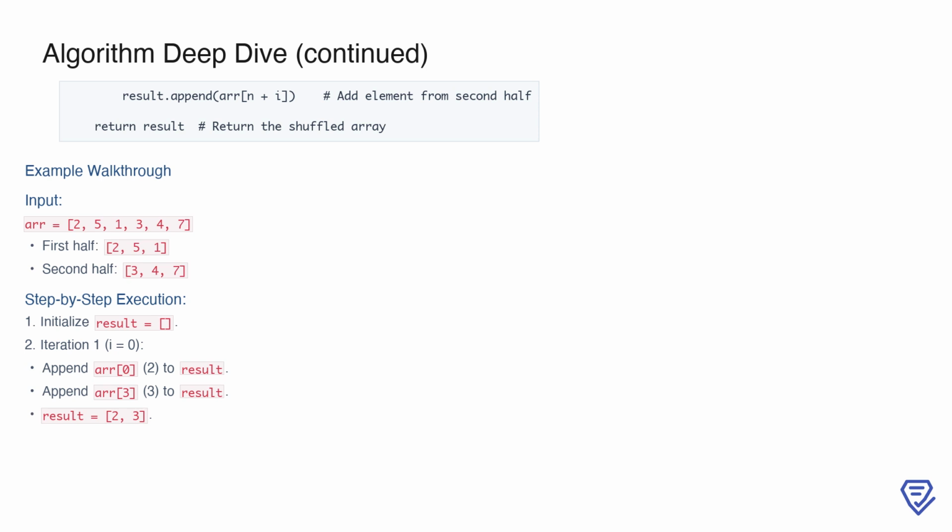First, we take the element from the ith position of the first half, which is arr[i]. Then, we take the element from the ith position of the second half, located at arr[n + i]. These two operations ensure that the elements from both halves are interleaved in the correct order. Finally, after the loop completes, the result list contains all elements arranged in the shuffled order, and the function returns this list as the output.